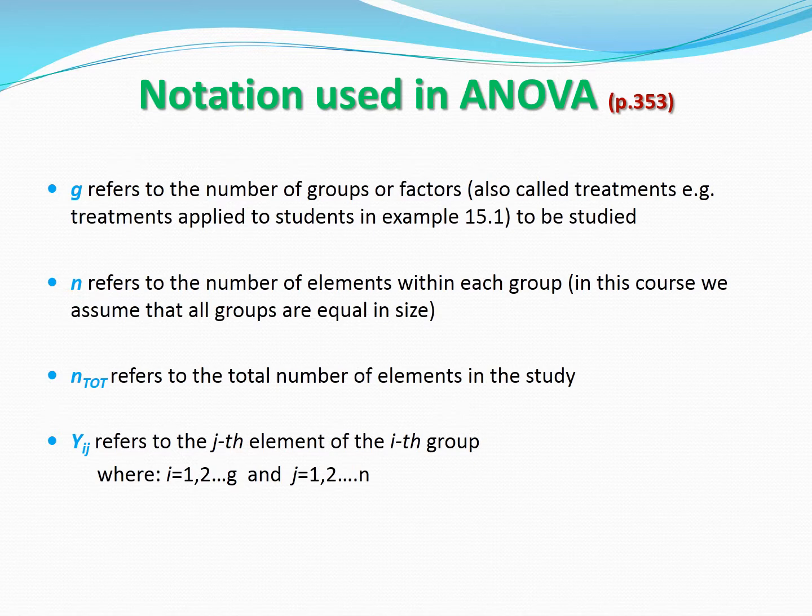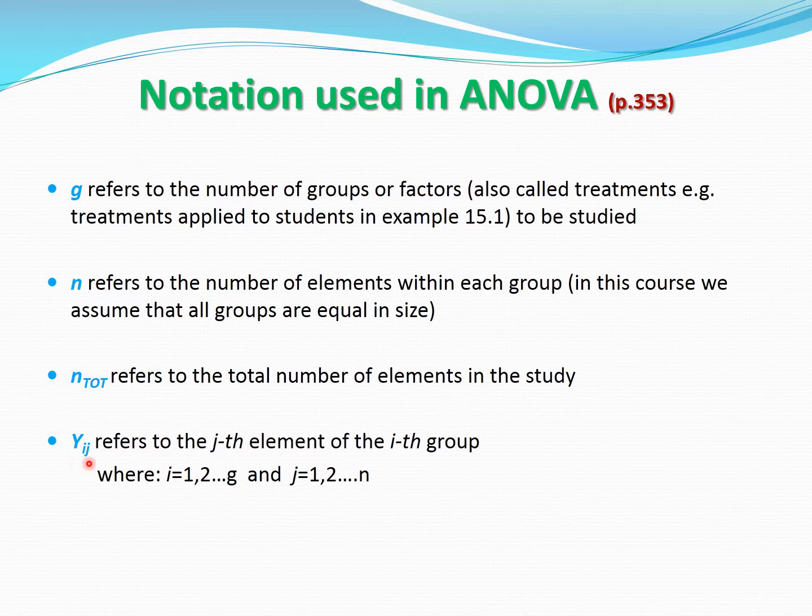N refers to the number of elements within each group, and in this course we assume that all the groups are equal in size. So since we had 20 students in total in example 15.1, and we had 4 different groups, our N will be 5. Then N total refers to the total number of elements in the study. So in example 15.1, that will be the 20 students.